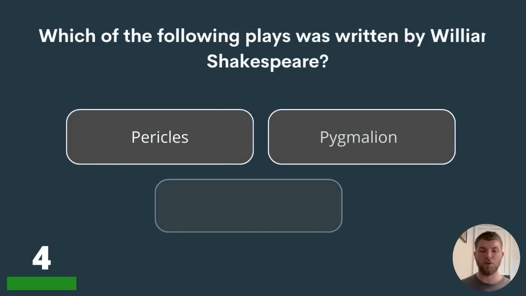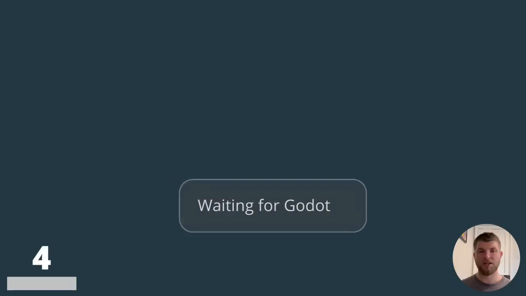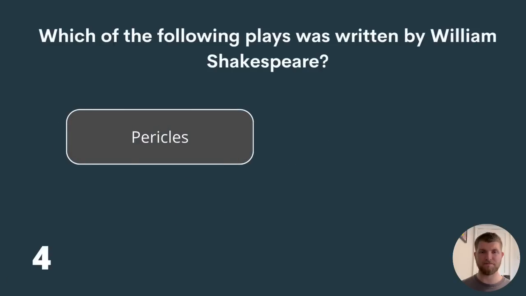Question 4. Which of the following plays was written by William Shakespeare? Pericles, Pygmalion, or Waiting for Godot? The answer is Pericles.